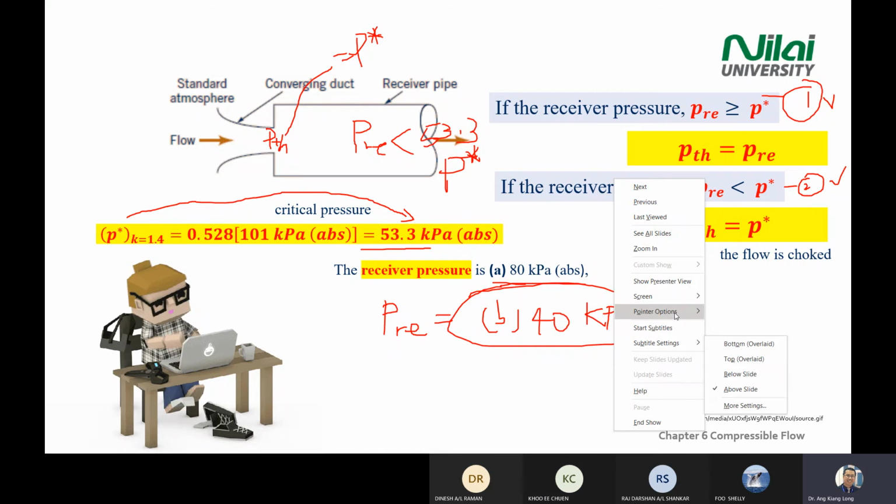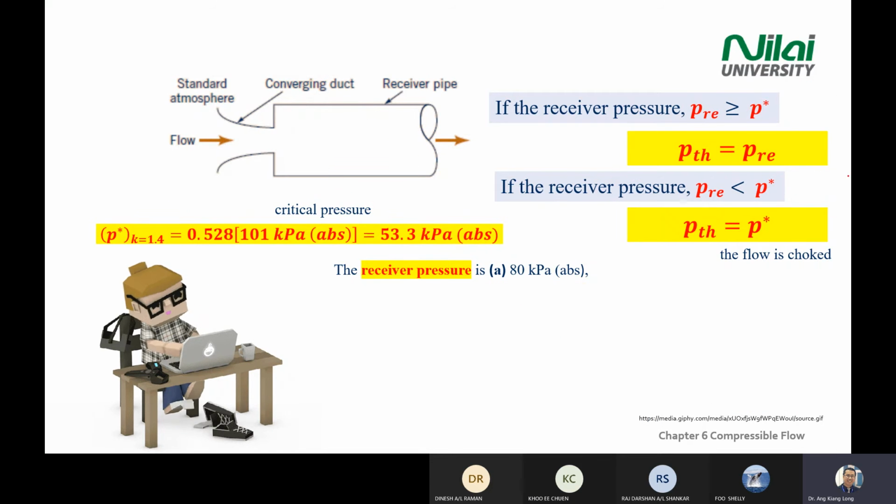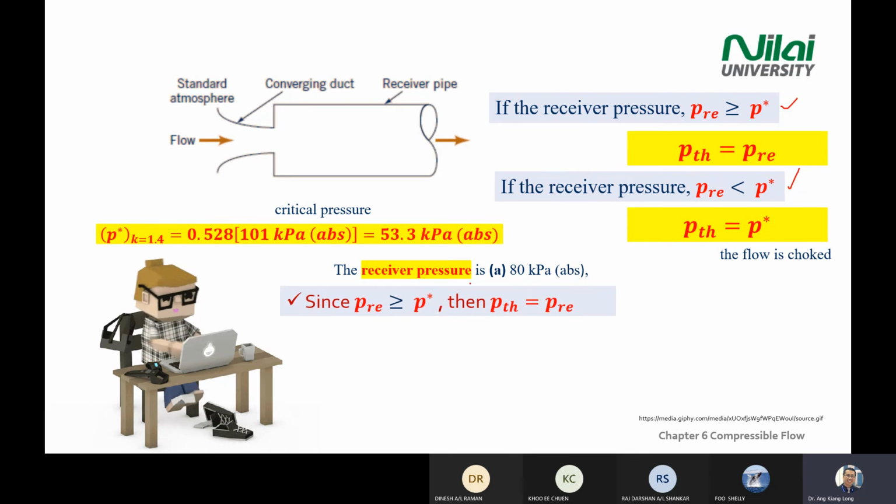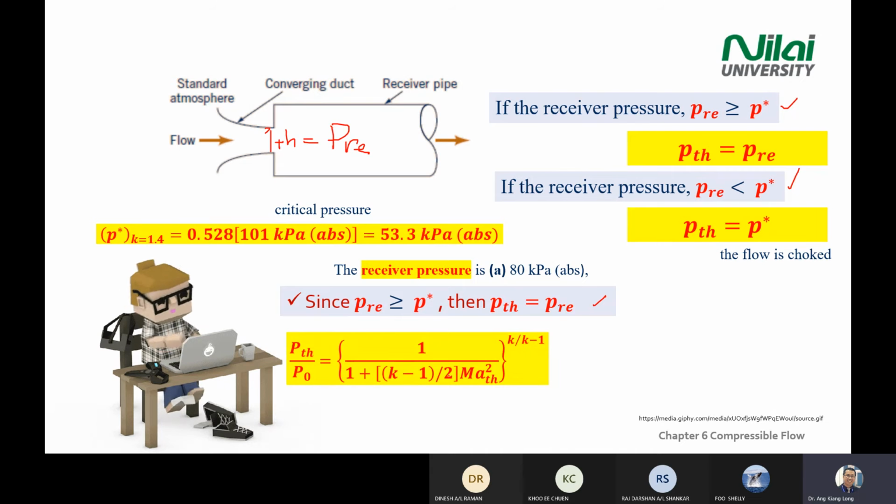So I believe all of you understand what is happening. So you have two scenarios here. One is this one, one is this one. So if the first scenario, you look at this one. If second scenario, you look at this one. So we solve for the first one first. So the scenario A is 80 kilopascal. So it's the first scenario. Your P throat here will equal to receiver internal pressure. So you use the equation of this one.